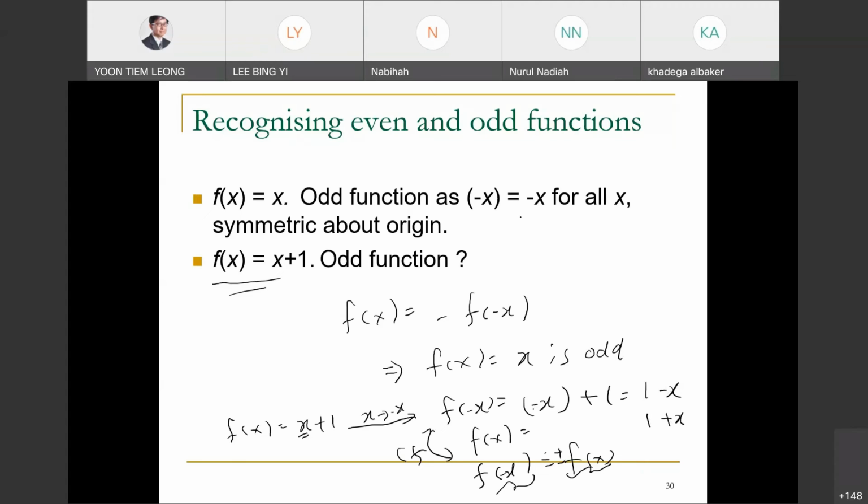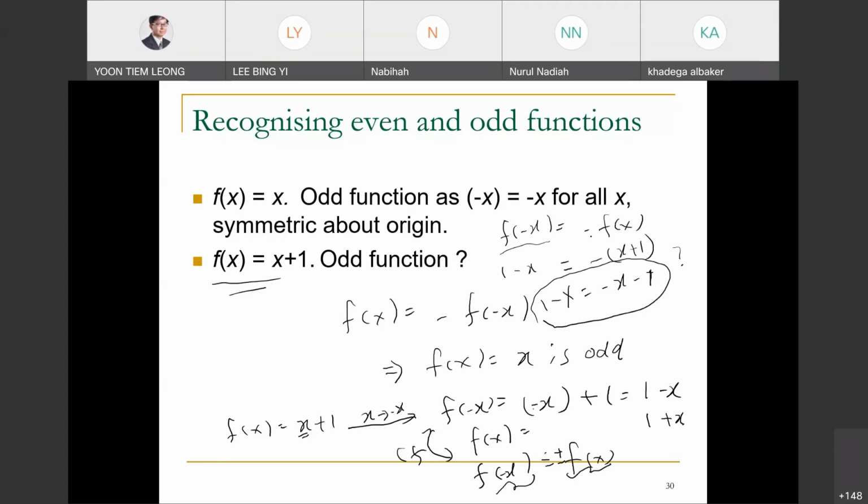So if you say it is minus, let's look at what f of minus x is. f of minus x is 1 minus x. And f of x by definition is x plus 1. So someone says the left hand side is the negative of the right hand side. Is this a correct statement? 1 minus x is equal to minus bracket of x plus 1, which is equal to minus x minus 1. So is 1 minus x equal to minus x minus 1? Yes or no? No.